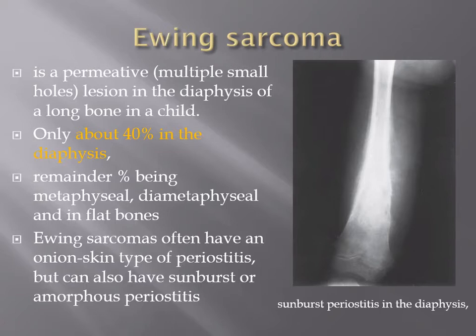Ewing sarcoma is one of the permeative lesions seen mainly in the diaphysis of the long bones, about 40% in the diaphysis, and the remainder can occur anywhere else, like the metaphysis or in the flat bones. Often we know it to have an onion peel appearance, however it can present, as in this case, with sunburst or amorphous calcification. This is a case of Ewing sarcoma.